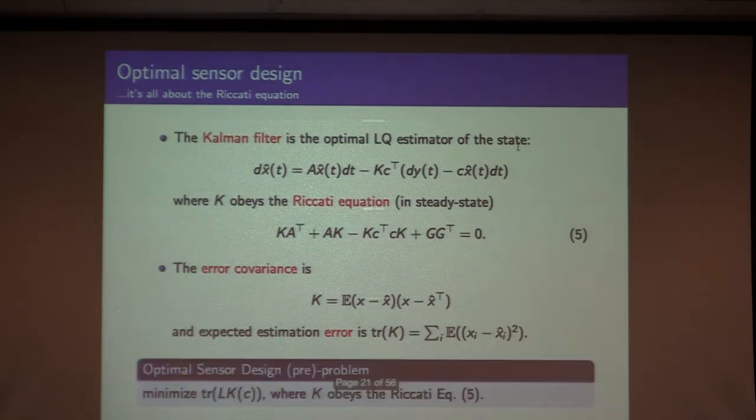So we again have a very similar problem: minimize the trace of LK, where K obeys the Riccati equation. Okay? And we want to do this over this parameter here, C or B. So that's the problem statement.